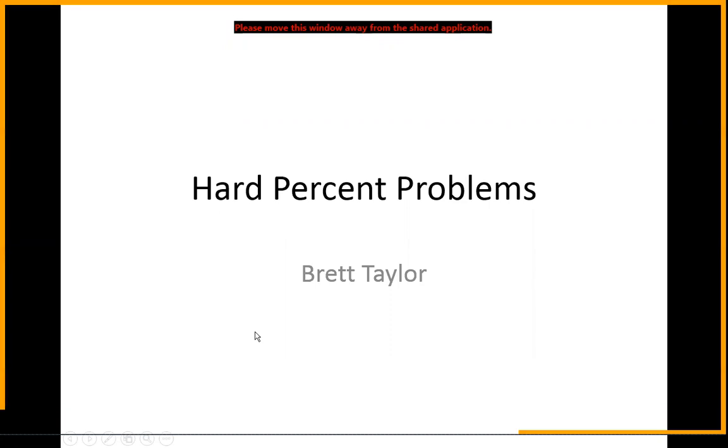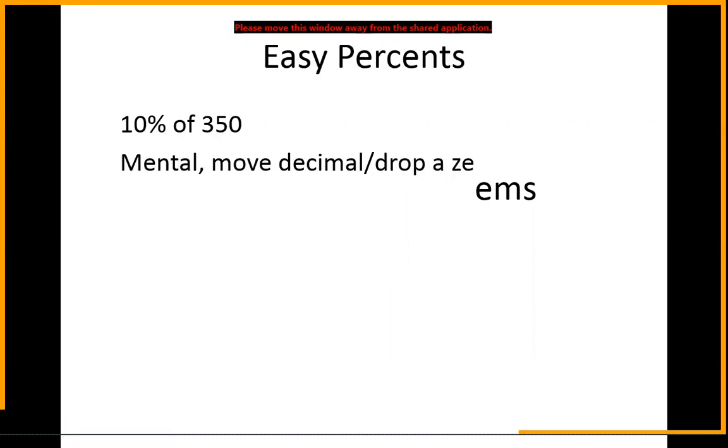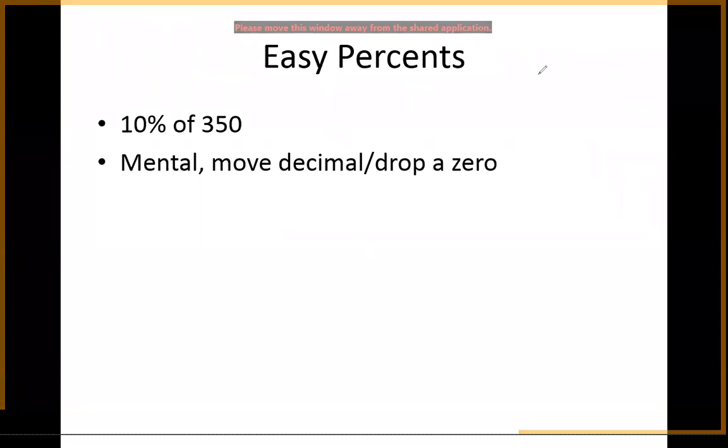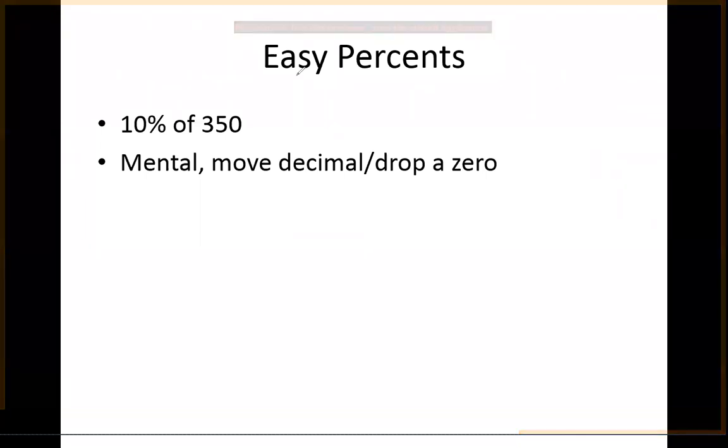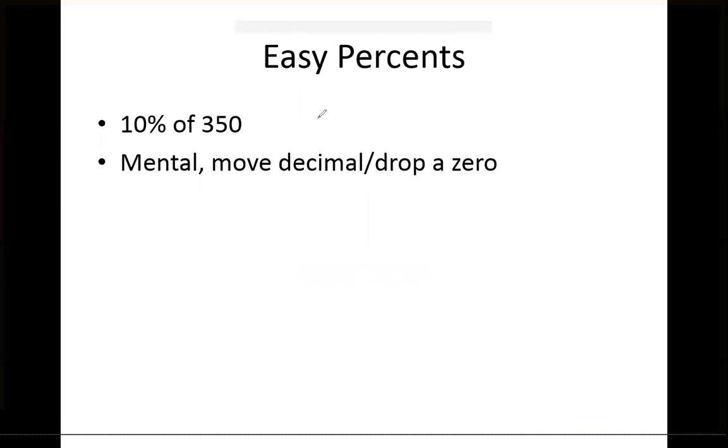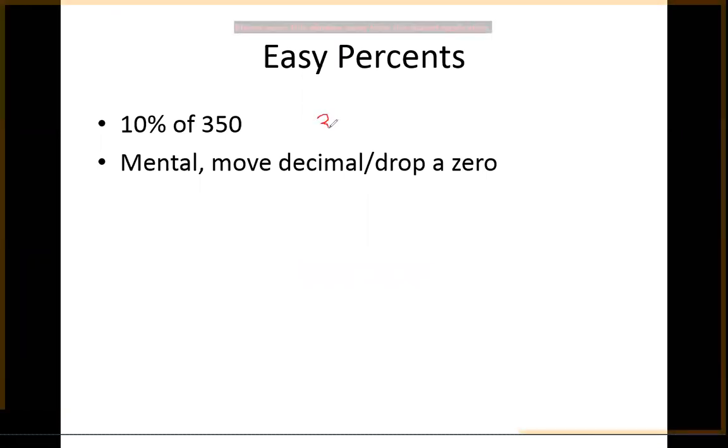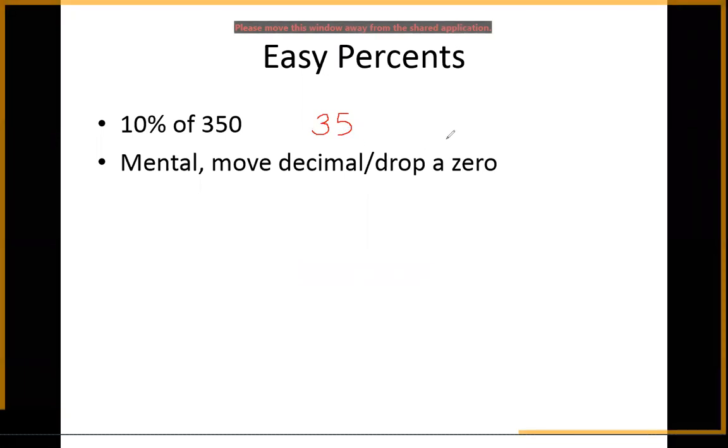We're going to have a lesson here on hard percent problems. My name's Brett Taylor. Easy percent problems are where you can figure it out in your head mentally. Like, for example, if you had to find 10% of 350, one way you can do that is just move the decimal over or drop the zero. So 10% of 350 would be 35.